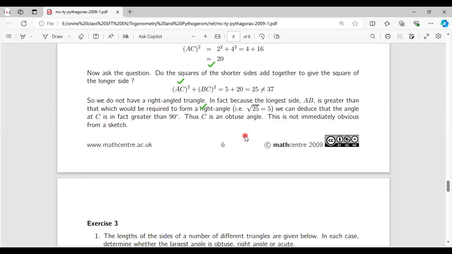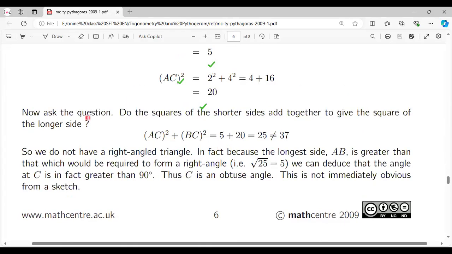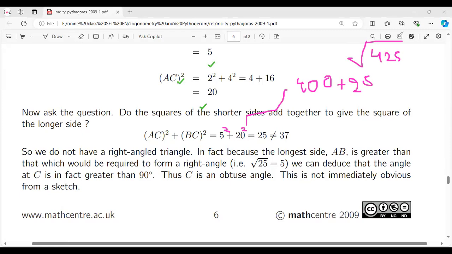Or you can just find out what is the answer for this one. So 5 squared plus 20 squared, which is going to be how much? 20 squared is going to be 400, right? 400 plus 25, and the square root of 425, I think it is equal to, let's take a calculation.